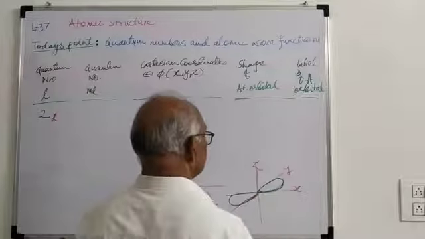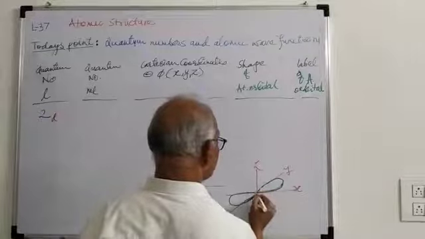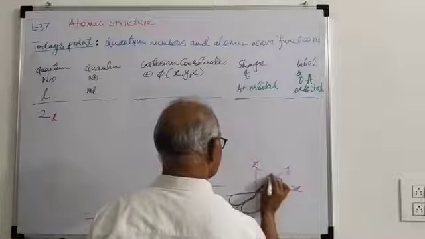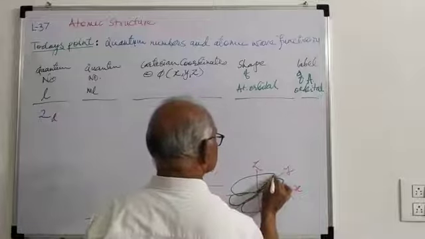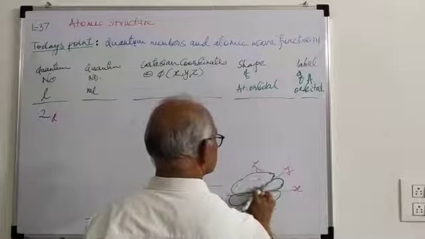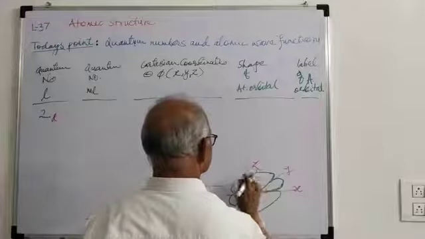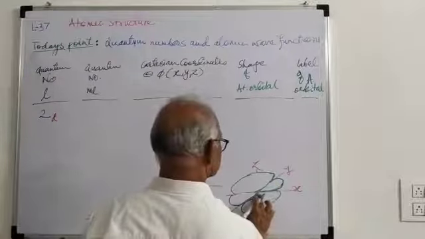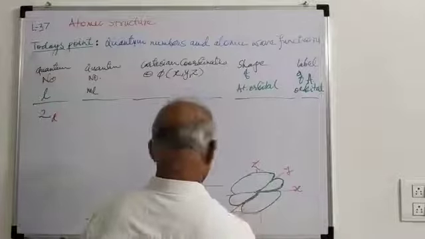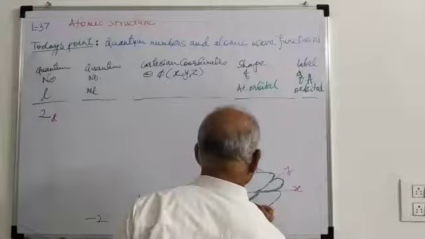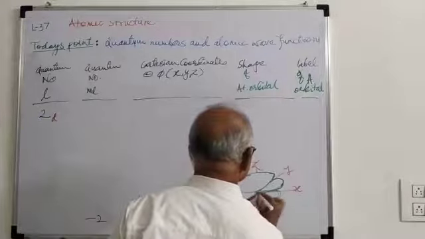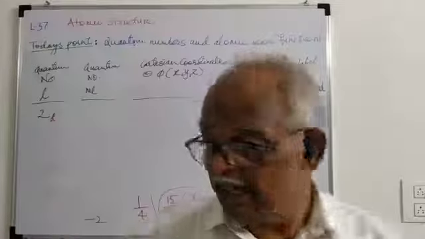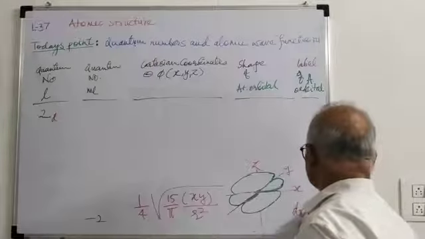Then these are two lobes, and the remaining two lobes are also lying in between the x-axis and y-axis. This is the y-axis and this is the x-axis. Like this. So this is all about the dxy orbital. This is called the dxy orbital.